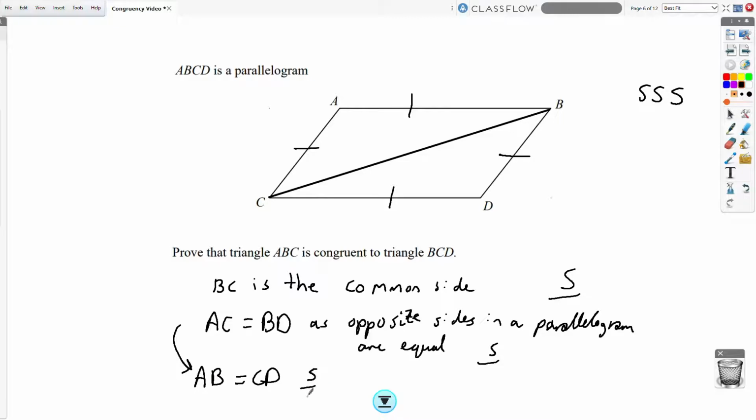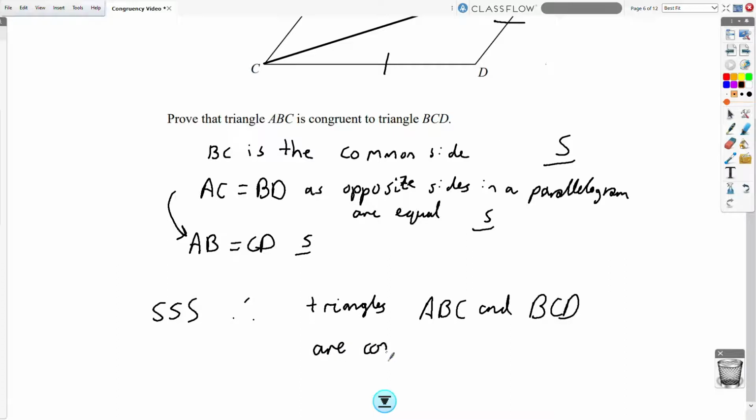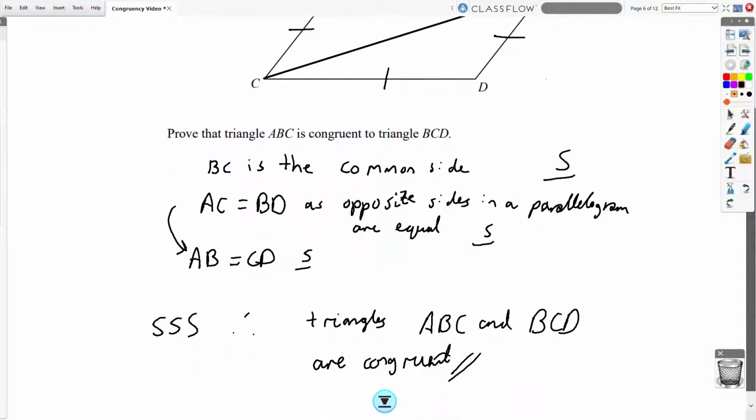So here's side, and then you just want to conclude. So you need the concluding statement. So say side, side, side. So therefore, that's what the three dots means, triangles ABC and BCD are congruent. And that's it. So you found the three sides, and you just make sure you conclude at the end.